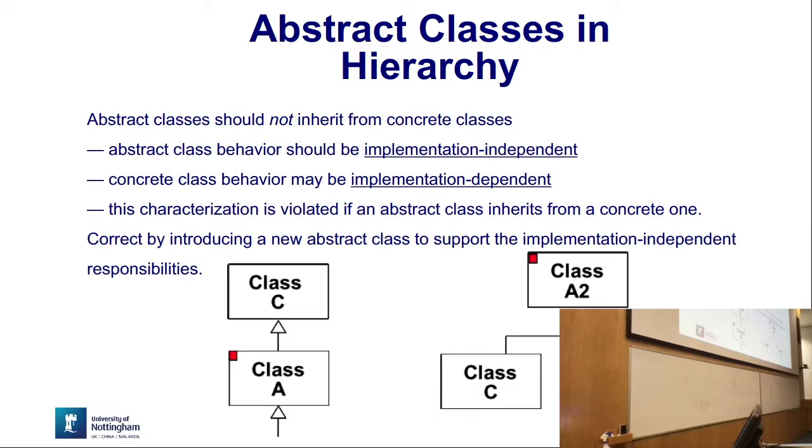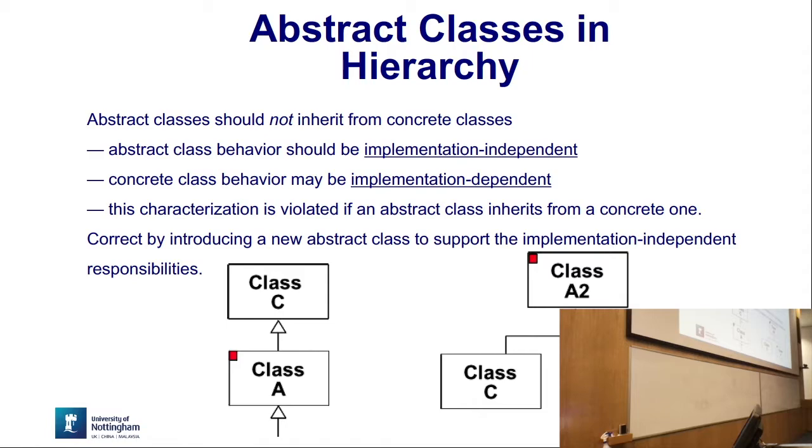In this diagram, Class A inherits all the responsibilities of Class C, but Class C is concrete. So Class A is not allowed to have concrete responsibilities, otherwise it's a concrete class. It just doesn't make sense. We can think of Class A as a kind of Class C, but Class C is a kind of concrete class, and Class A is supposed to be abstract. Class A can't be a kind of concrete class.